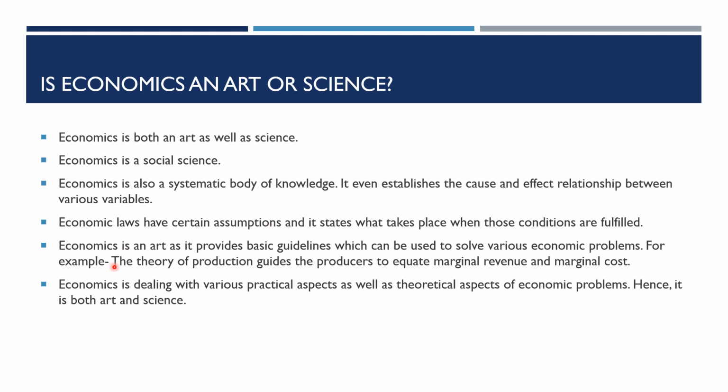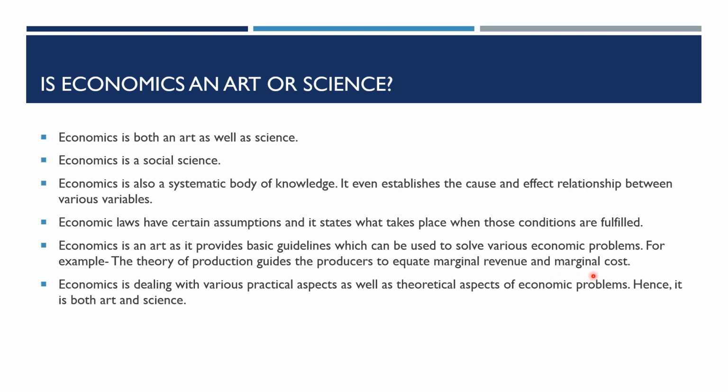The next point is that economics is an art. So now let's see why economics is an art. All these previous points pointed towards economics being a science. Now let's see why economics can be understood as an art. Economics is an art because it provides basic guidelines or rules which can be used to solve various economic problems. For example, the theory of production guides the producers to equate marginal revenue and marginal cost.